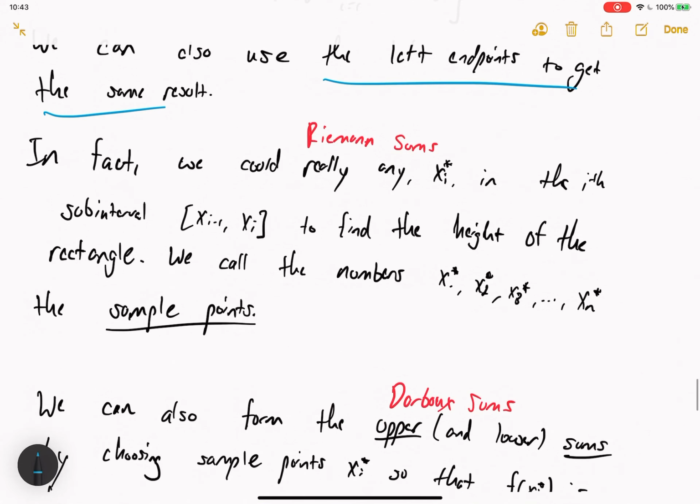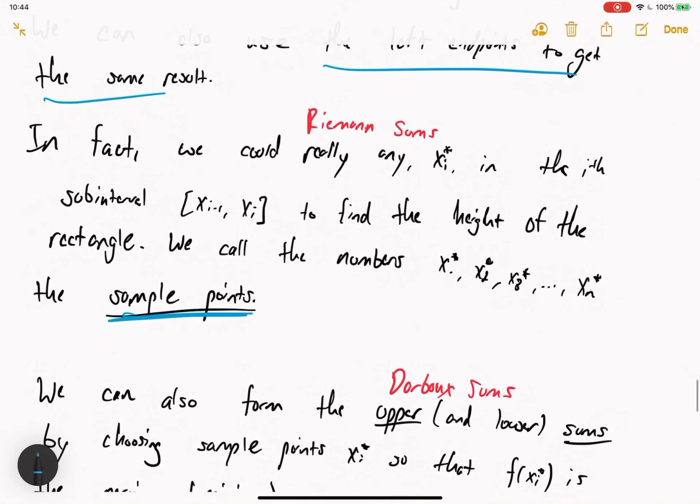But in fact, we could really talk about any xi, or in the ith subinterval, xi minus 1 to xi, to find the height of the rectangle. So we can call the numbers x1 star, x2 star, x3 star, all the way up to xn star. We call those numbers sample points. Because again, it doesn't really matter where you choose to sample. The fact is you have to sample.